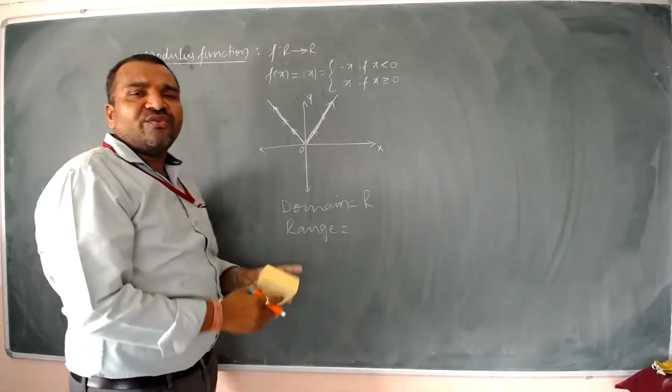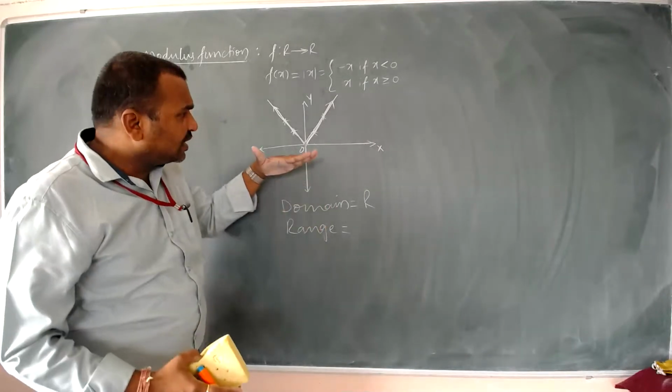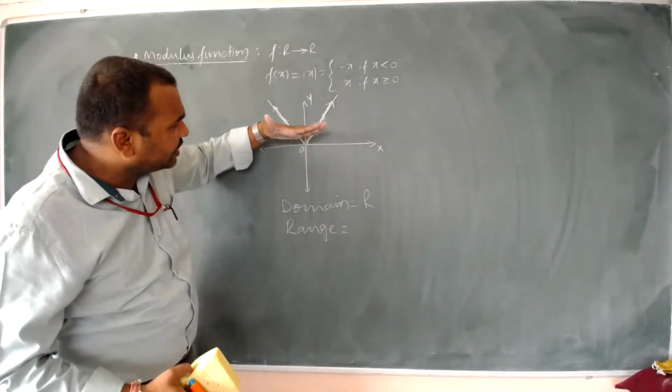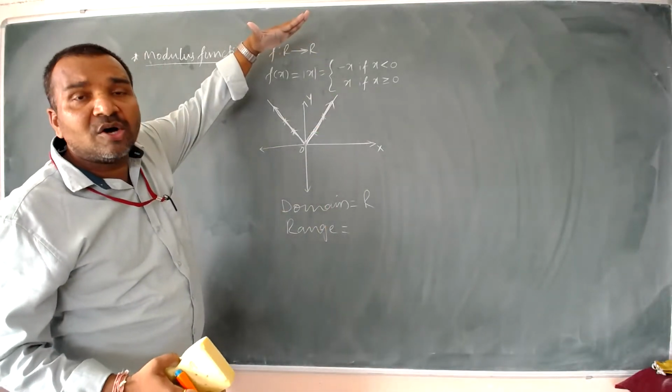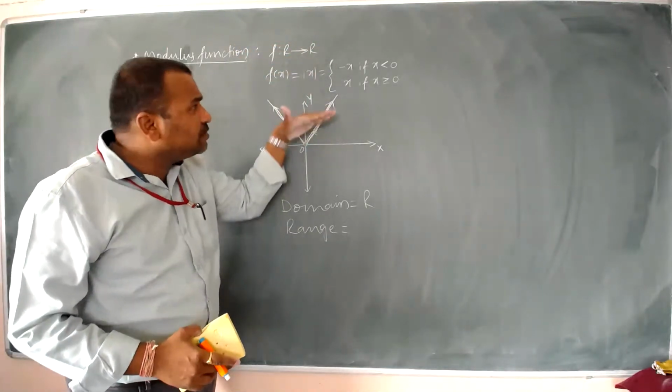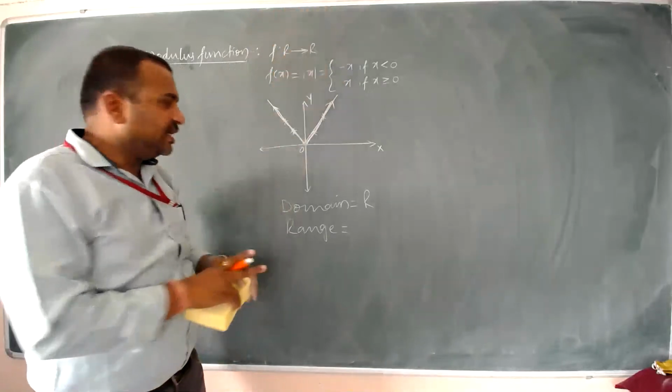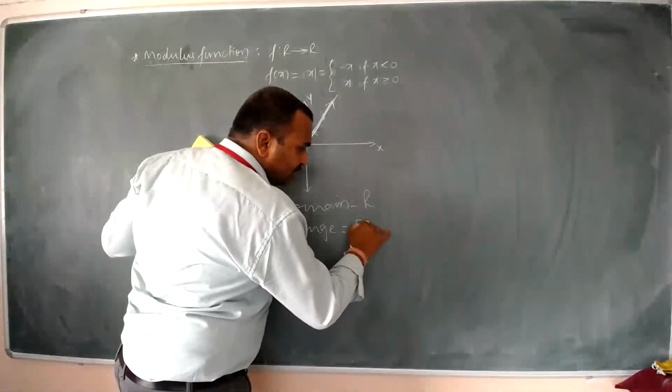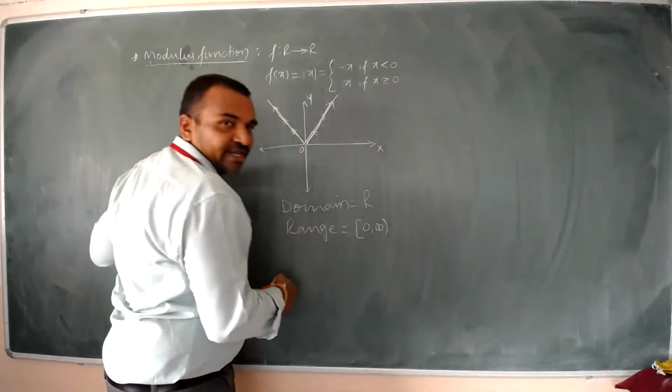The set of all f images means the result. What is the result? The graph of the function is above the origin. Above the origin means the minimum value is 0. The maximum value tends to infinity. So the range of this function is 0 to infinity.